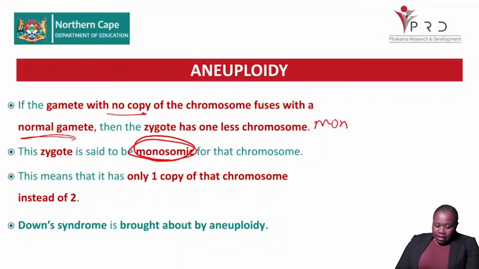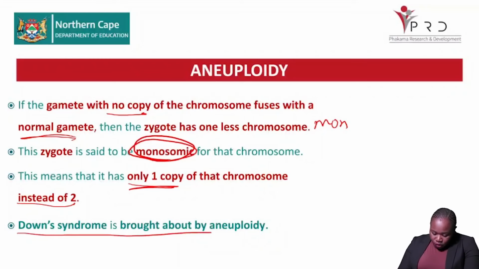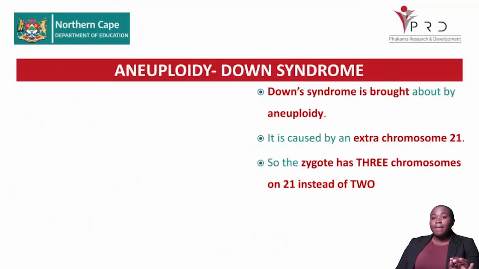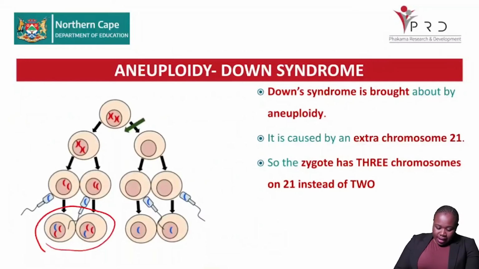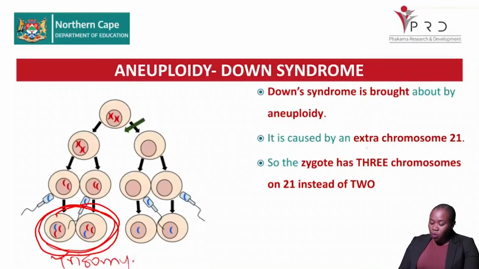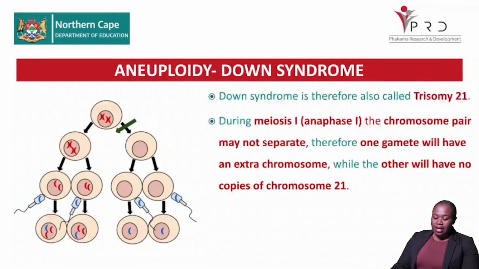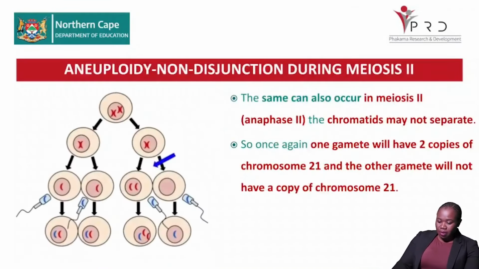This means that the one that has only one, it is the one that has only 1 copy instead of 2 copies. So the Down syndrome is brought about by aneuploidy. But remember, it's brought about by aneuploidy on chromosome pair number 21, whereby there is an extra chromosome. It's not brought about by monosomy, right? So this would be something that can potentially have Down syndrome because this is trisomy. But if it is on chromosome 21, then we can say it is Down syndrome. Make sure that you remember that part.